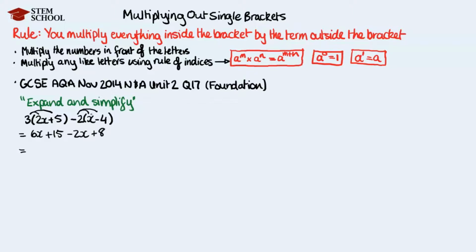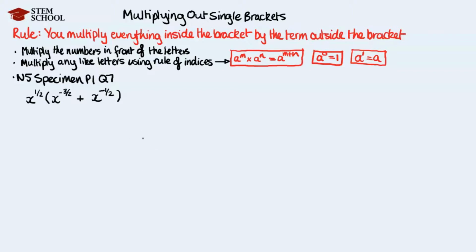Okay? And this is where the simplify part comes in, because we've got two like terms. We've got two x terms here, and then we can also simplify the numbers down. So we have 6x minus 2x, and that'll be 4x. And then we've got plus 15 plus 8, so that'll be plus 23.